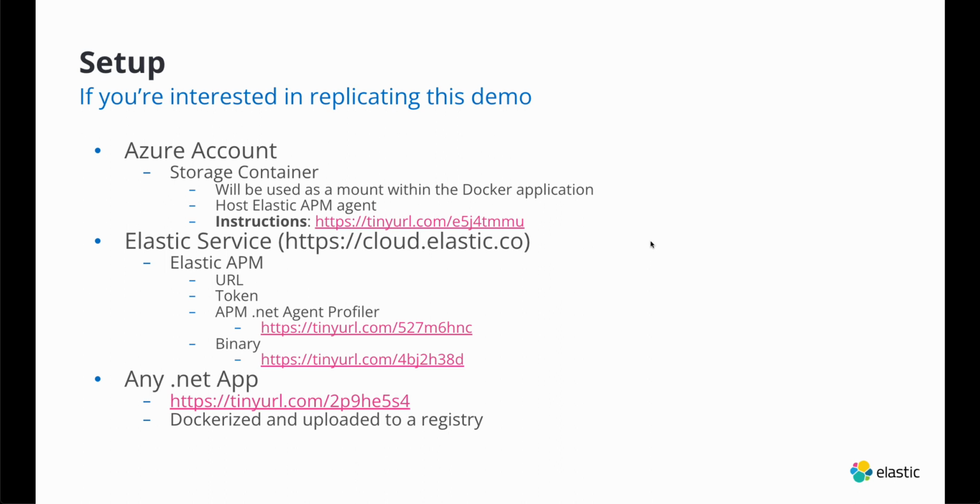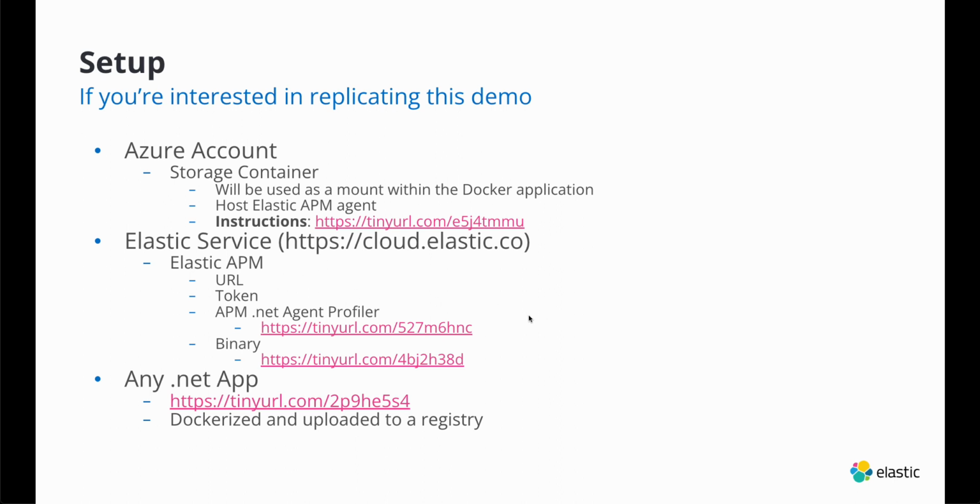If you're interested in replicating this demo, what you'll need is an Azure account and a storage container. You'll upload the Elastic APM to the storage container. There's a great video from the Azure folks. It's super simple how to create a storage container and mount it to your Azure App Service, so there's no reason for me to demo that. The Azure folks did a great job. You also need an Elastic Service, from which you'll fetch the APM URL and token. I'll show you how to do that.